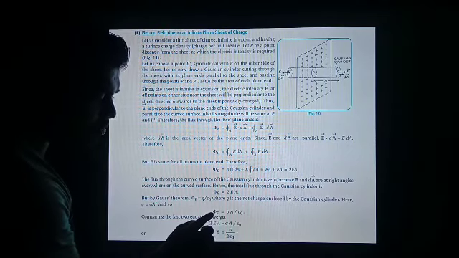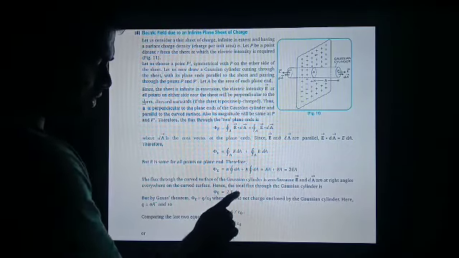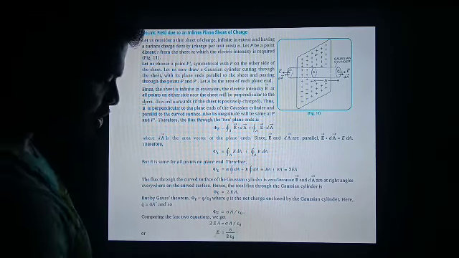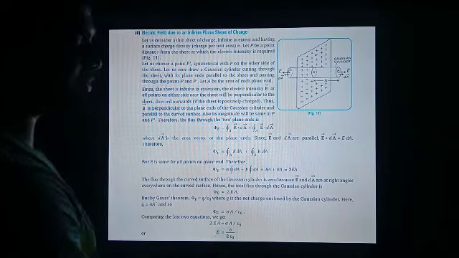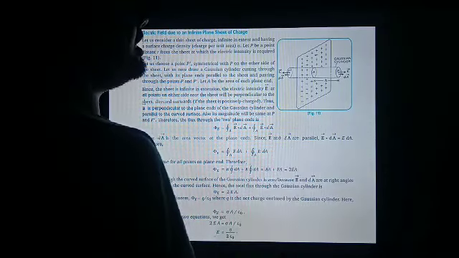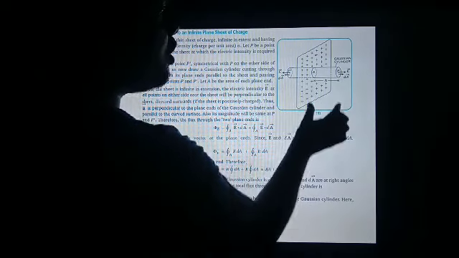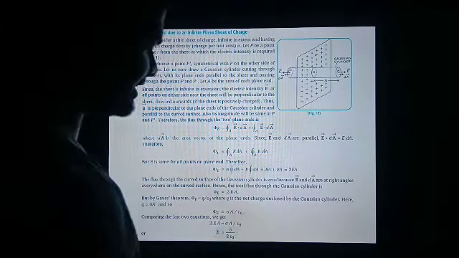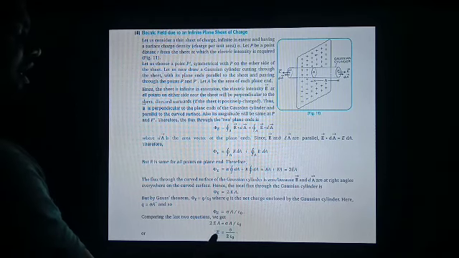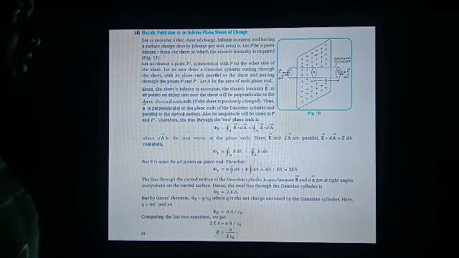Now we will put the value of phi, that is 2EA. So 2EA is equal to sigma A upon epsilon naught. So E is equal to sigma upon 2 epsilon naught. We have seen that due to the infinite charge sheet, electric field does not depend on distance r. It is independent because the formula does not contain r. To learn this formula, E is equal to sigma upon 2 epsilon naught.